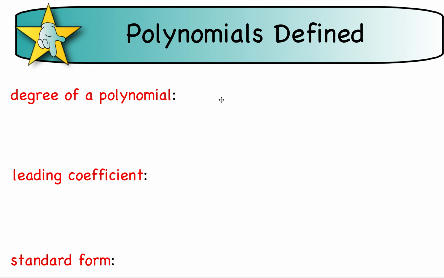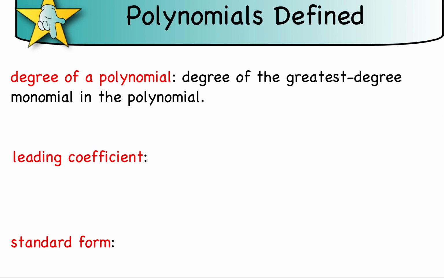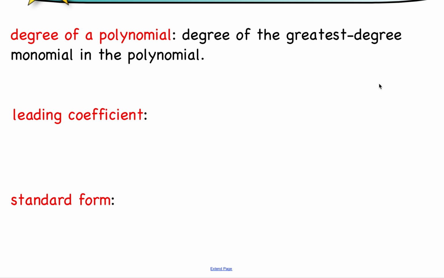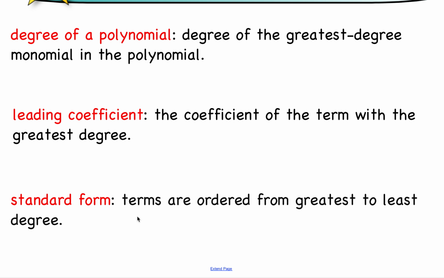The degree of a polynomial, then, is just the degree of the highest degree monomial. So if we have several monomials added or subtracted to give us a polynomial, and we want to find the degree of the polynomial, whichever monomial has the highest degree is the degree of the polynomial. A leading coefficient is the coefficient, or number, in front of the term that has the highest degree. And then standard form is just writing the polynomial where the terms are in decreasing order of degree, from greatest to least.